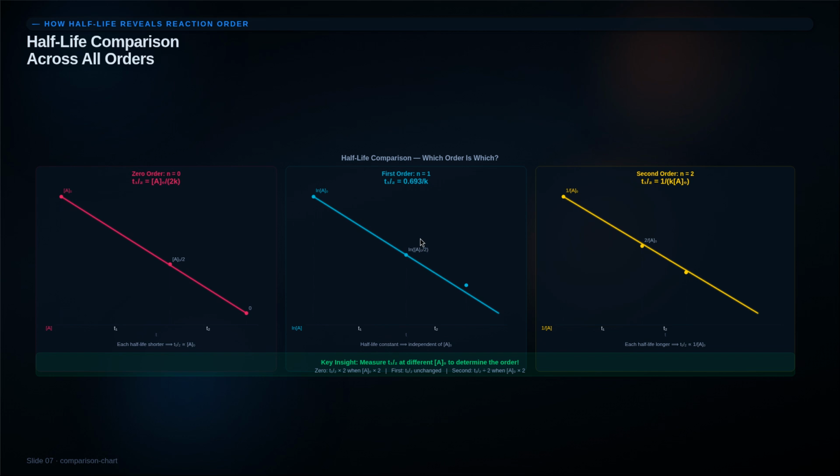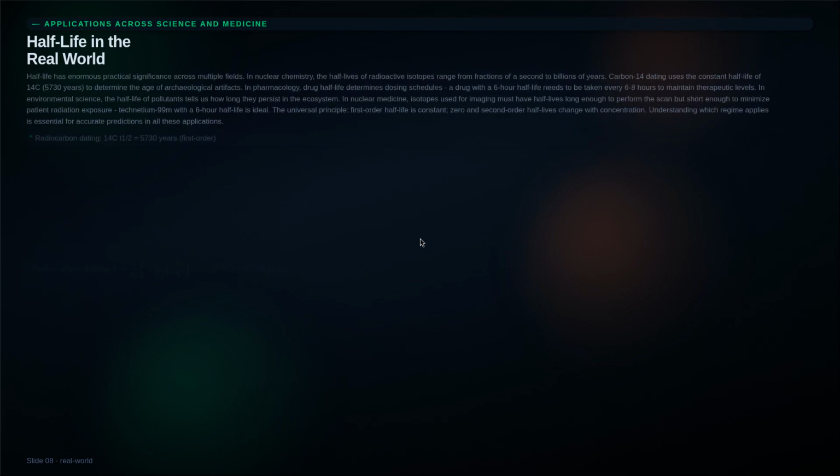This diagnostic tool is simple, visual, and requires no complicated mathematics. Just measure the time to reach half the initial concentration at 2 or more starting points. The half-life method complements the graphical method and provides a quick check of your results.